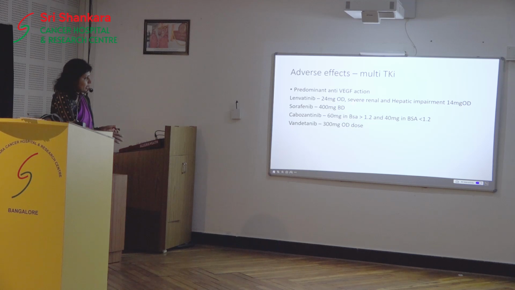They do develop severe hand-foot syndrome, mucositis, and that is where it becomes dose limiting for us. And in severe renal and hepatic impairment, we need to again watch out. The dose modified is 14 mg once a day dose. Sorafenib is 400 mg BD. Cabozantinib, again based on the BSA, either it is 40 or 60 mg, and vandetanib is a 300 mg OD dose.